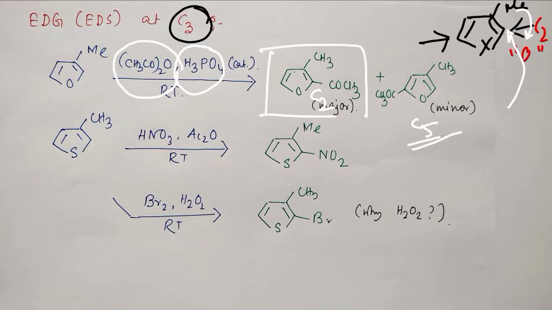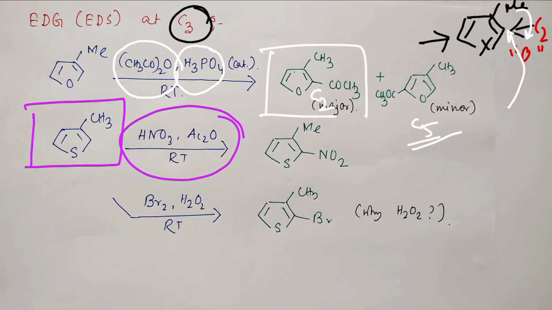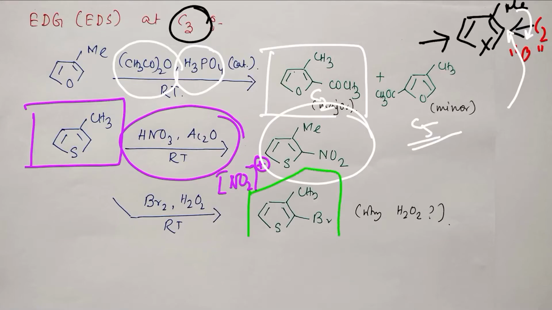Fine. Similar phenomena is observed, for example, for thiophene, where if you do the nitration using nitric acid, acetic anhydride, and in this case acetic anhydride acts as a dehydrating agent to generate the electrophile, that is nitronium NO2 plus cation. Okay, so it will result in this 2 substitution. Even if you do the reaction with bromine, means bromination, again you get the 2 substituted bromo.